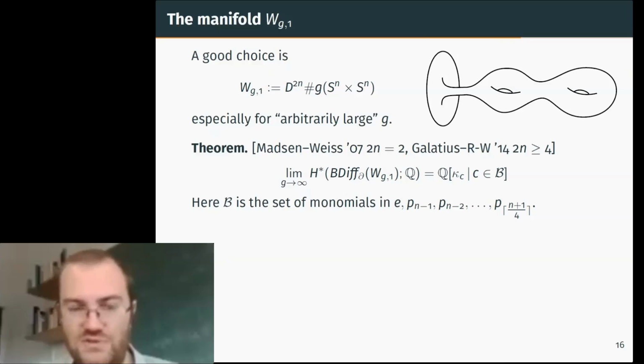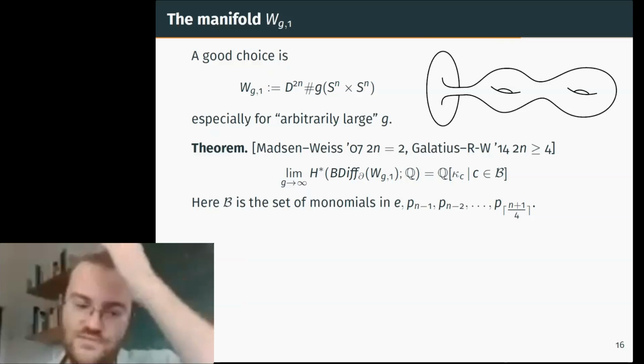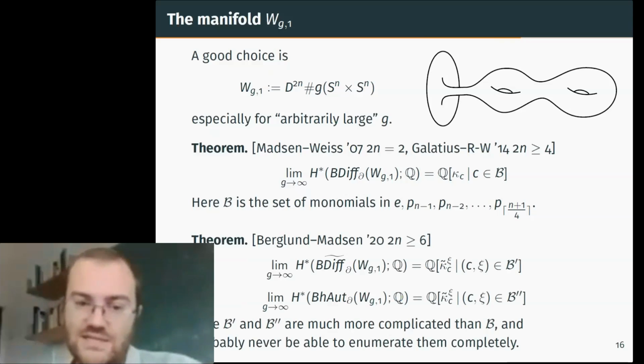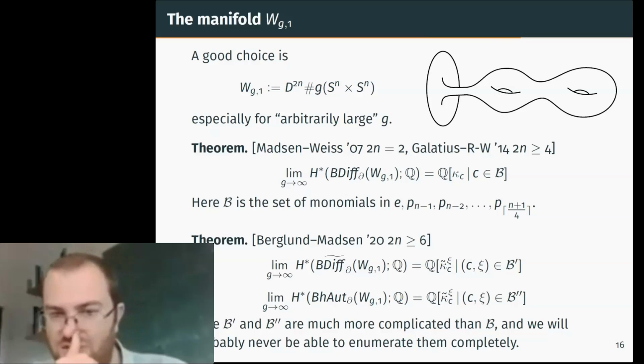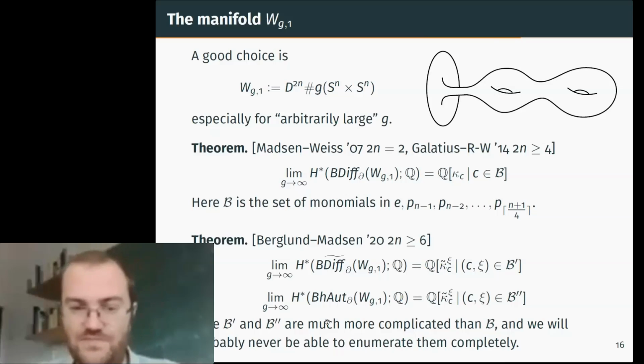In analogy with this result, a very recent theorem of Alexander Berglund and Madsen is that we know a comparable amount of information for these block diffeomorphism groups and for the groups or monoids of homotopy automorphisms of these manifolds. I've tried to write it in a way that's as parallel as possible, and maybe it looks incredibly similar to you. So it's again a polynomial ring, or a free graded commutative ring, on some symbols indexed by some set. I won't try to tell you what they are, but these indexing sets here are much more complicated than the indexing set here of monomials in these symbols.